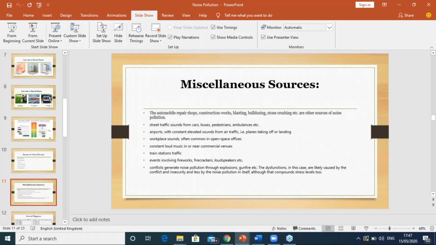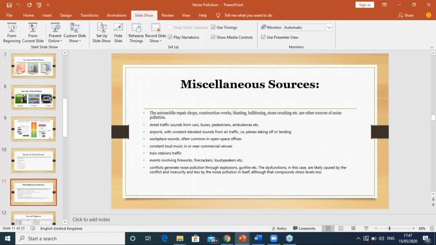Street traffic. Street traffic sounds from cars, buses, pedestrians, ambulances. Airports with constant elevated sounds from air traffic, planes taking off or landing. Workplace sounds, often common in open space offices. Constant loud music in or near commercial venues, train stations, traffic, events involving fireworks, firecrackers, loudspeakers.